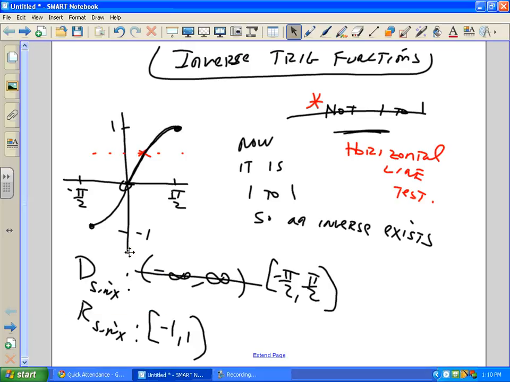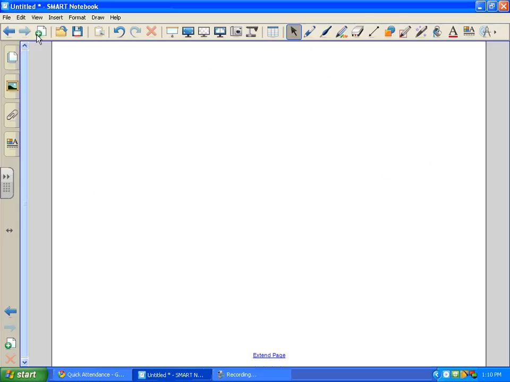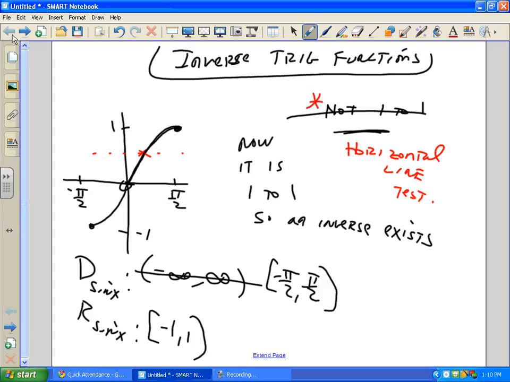Okay, so now my inverse exists. When I talk about an inverse, we know that the domains and ranges switch. So when I look at my inverse function, the domains and ranges switch. So what is the domain of, we call this sine to the -1? That's called the inverse of the sine, or the inverse sine function. The domain will now be -1 to 1.